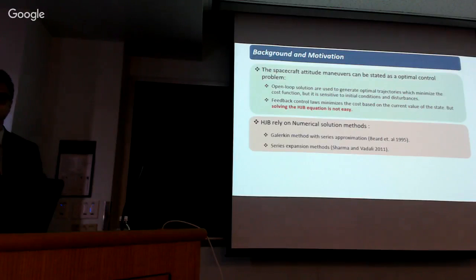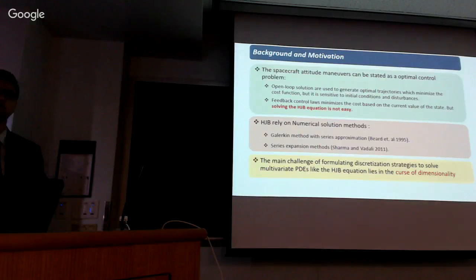I have brought here two kinds of methods: the Galerkin method with series approximation, and the recently published series expansion method by Sharma and Beeler. But the difficulty that exists in all of these methods is the curse of dimensionality, because all of these strategies use discretization, and so the main challenge is the curse of dimensionality and cost of computation.